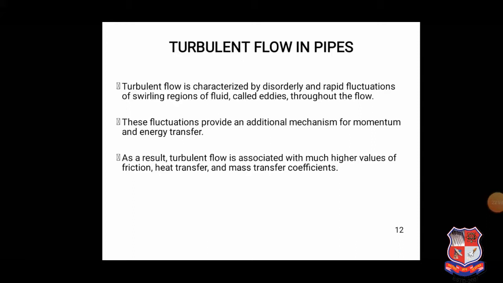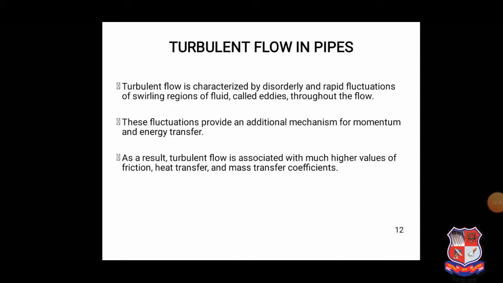Now we go for turbulent flow. Turbulent flow is that type of flow in which the path of the flow has a zigzag direction. Turbulent flow is characterized by disorderly and rapid fluctuation of swirling regions of fluid, which are called eddies, throughout the flow. This fluctuation provides an additional mechanism for momentum and energy transfer, and as a result, turbulent flow is associated with a much higher value of friction, heat transfer and mass transfer coefficient.